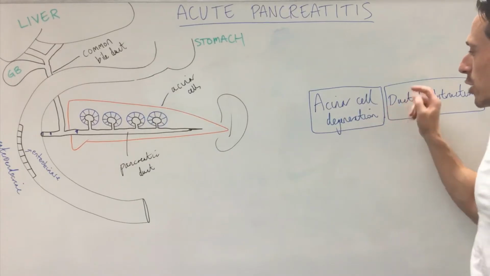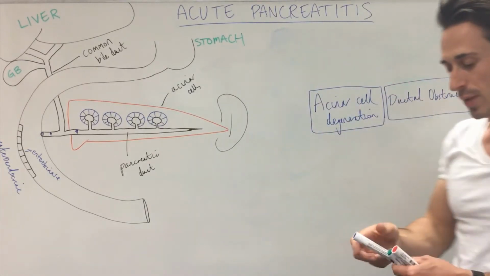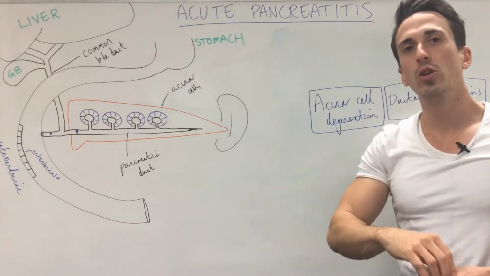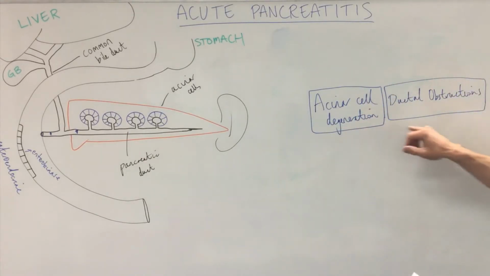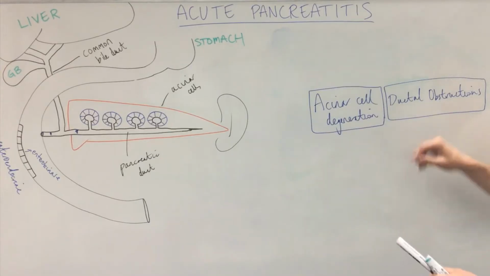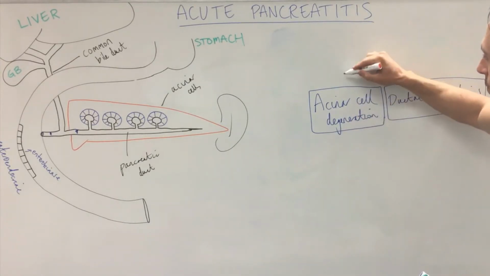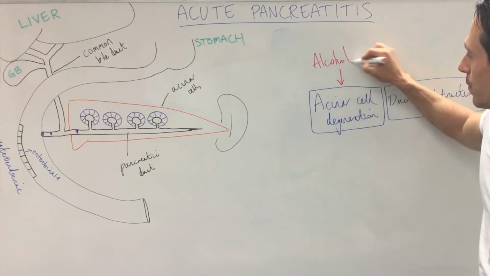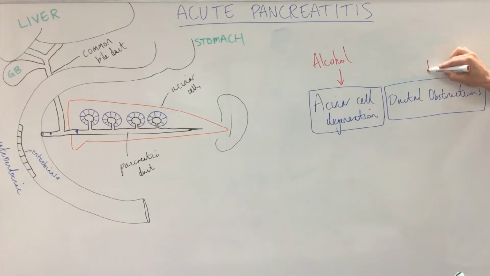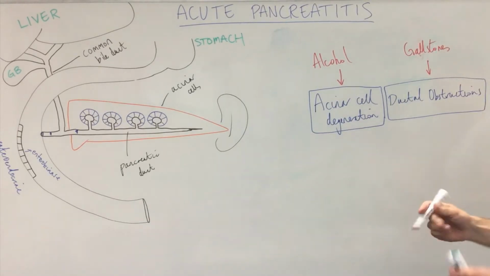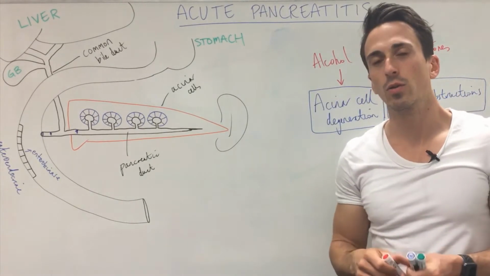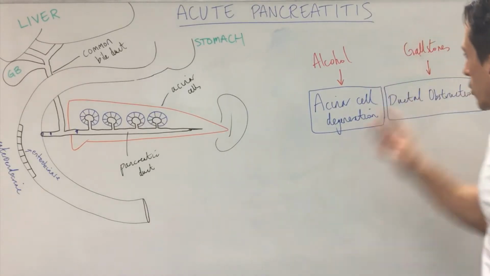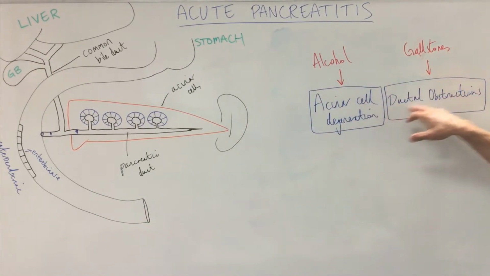But we need to know what actually causes those things to occur. The two most common causes of acute pancreatitis that causes, again, acinar cell degeneration and ductal obstruction includes, for acinar cell degeneration, it's alcohol. And for ductal obstruction, it's gallstones. Now, gallstones are also known as cholelithiasis, okay, or cholelithiases. So these are gallstones. Now, let's first have a look at the gallstones and the ductal obstruction.